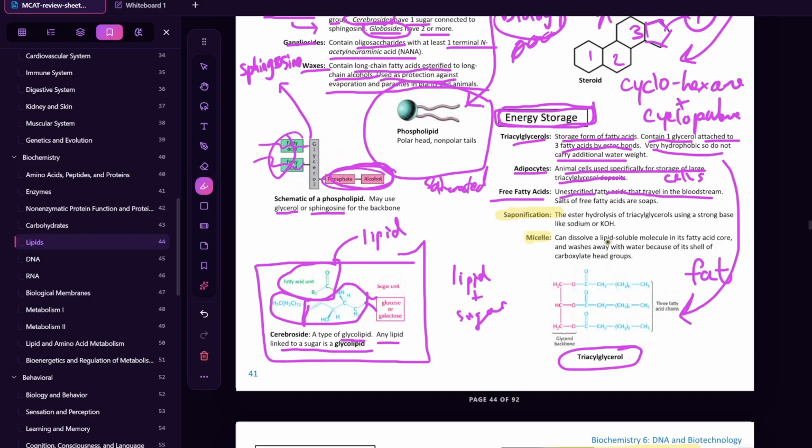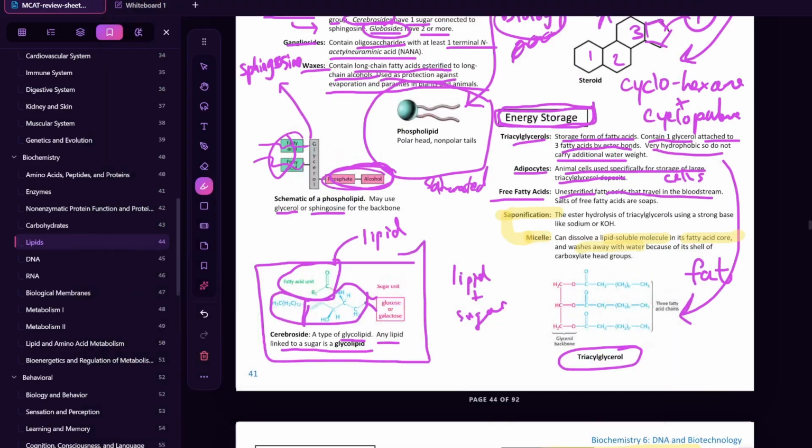A micelle can dissolve a lipid-soluble molecule in its fatty acid core and wash it away with water. So you learn saponification with micelle. This is explaining how when we do saponification, we can output soap, which is basically salt and glycerin. So remember that saponification is basically making soap by mixing fat with a strong base. And so micelles are a round shape that these soap molecules come in. Because of the shape, it's able to trap dirt and grease within it.